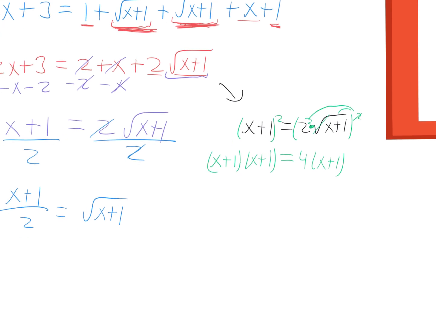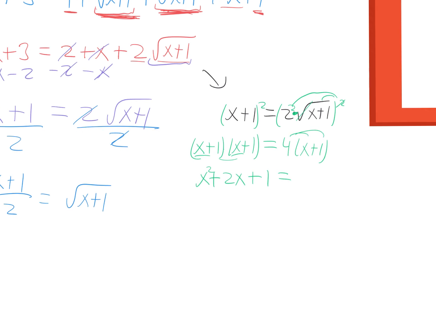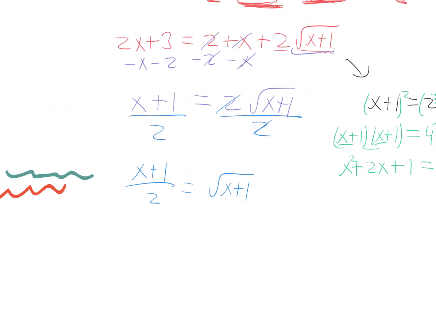All right, so then we should get x times x, which is x squared, sorry, x squared was our first one. Then x times 1 is x, 1 times x is also x, so we get plus 2x, and then plus 1 times 1 is 1. Equals, you can distribute the 4 to everything, and we get 4x plus 4. And then from here we can solve it. Now if you did it this other way, it's going to be the same thing. You would just have to square both sides.